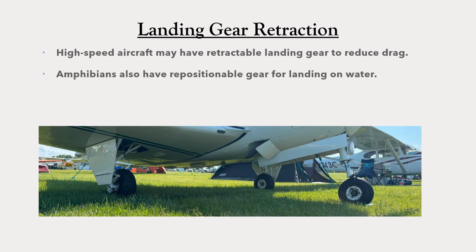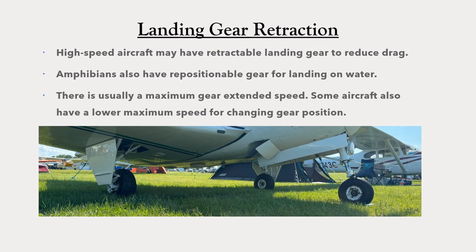Some airplanes are designed to operate either from a runway or from water, like a lake. Having the wheels down when you're landing on the lake can cause the airplane to flip over. So it's very important in those to position the wheels correctly for whichever type of surface you're going to land on. For aircraft that have retractable landing gear, there's usually going to be a maximum speed for operating the aircraft with the landing gear extended. There also may be an even lower maximum speed for changing the position of the landing gear.